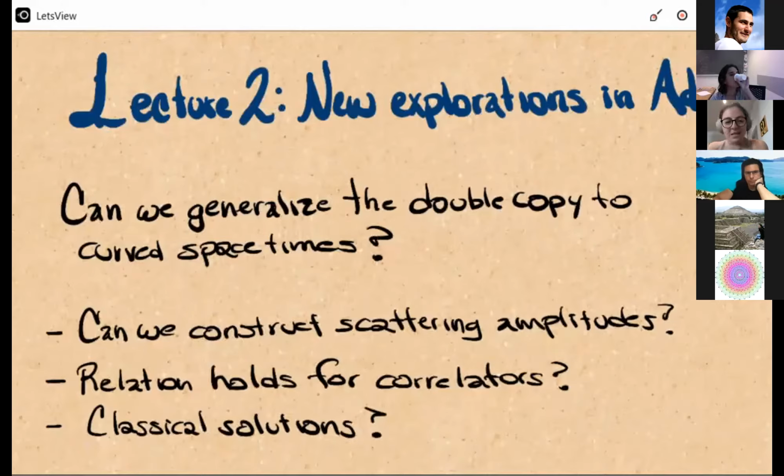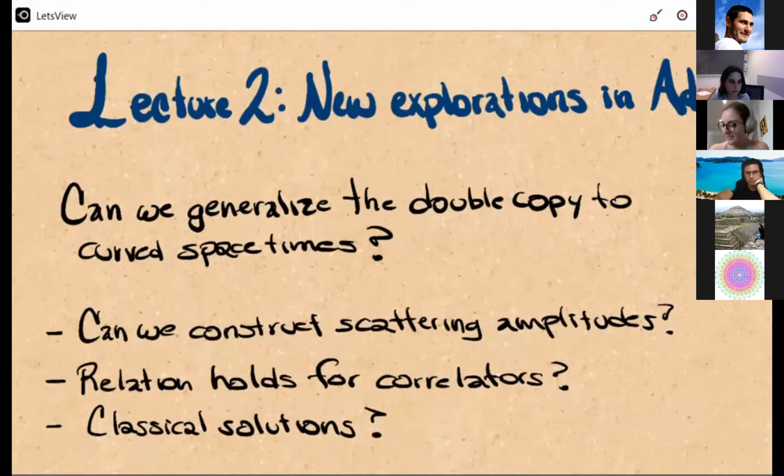And immediately you could ask a lot of questions. I've been talking only about scattering amplitudes, and defining scattering amplitudes in non-trivial backgrounds that are non-Minkowski is complicated. You cannot define the same kind of asymptotic states. You cannot use the LSZ reduction formula. So how do you even construct scattering amplitudes in non-trivial backgrounds? It's a big question. So if you cannot do it for scattering amplitudes, can you do it for correlators?